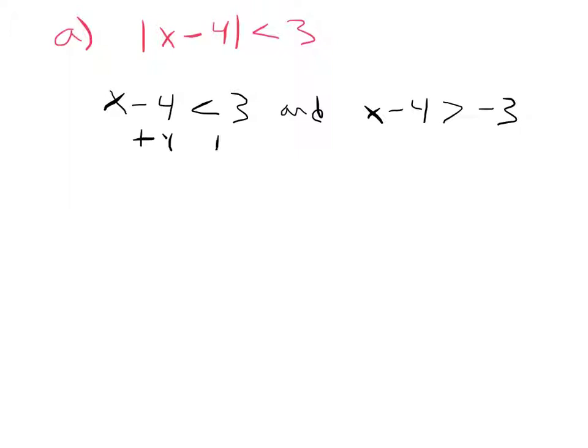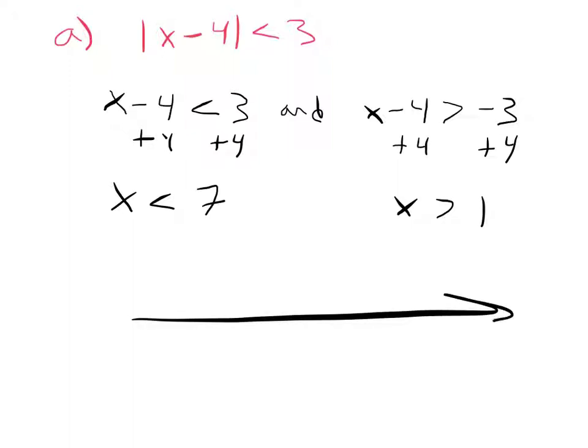Plus 4, x is less than 7. Plus 4, x is greater than 1. And so when we graph this, we would graph both of them. What you could say is that 1 is less than x, which is less than 7. And I'd graph 1 and 7. I'd have open circles on both, and I would say they're in between. And graphs are in between.